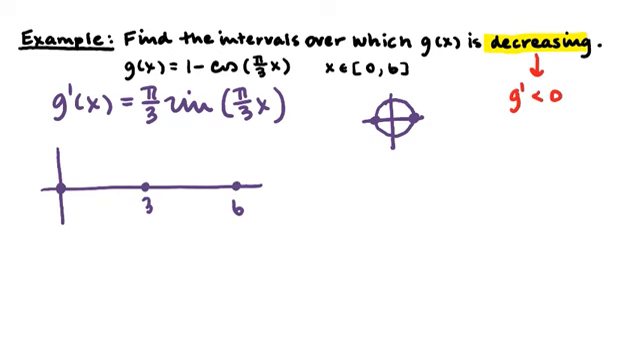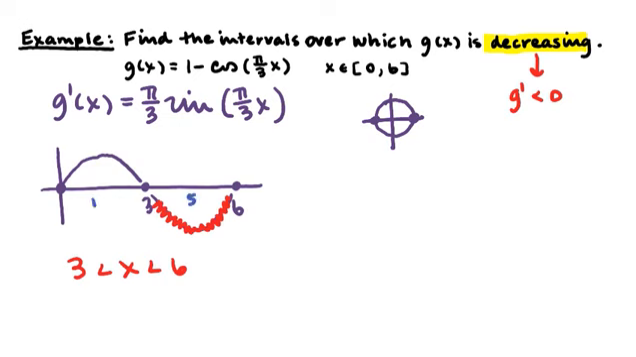Or if you know the shape of the graph of sine, you could say, okay, it comes from the origin, it goes up for a while, and then it comes back down, and then it eventually comes back up. I'm interested in where g prime is negative. Well, that's going to be between 3 and 6. So I'm going to conclude that 3 is less than x is less than 6. But if you're a sign chart person, I'll go through that.